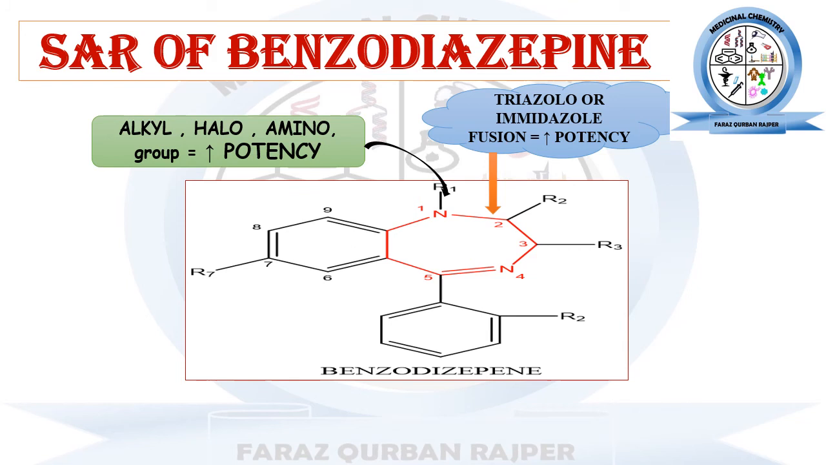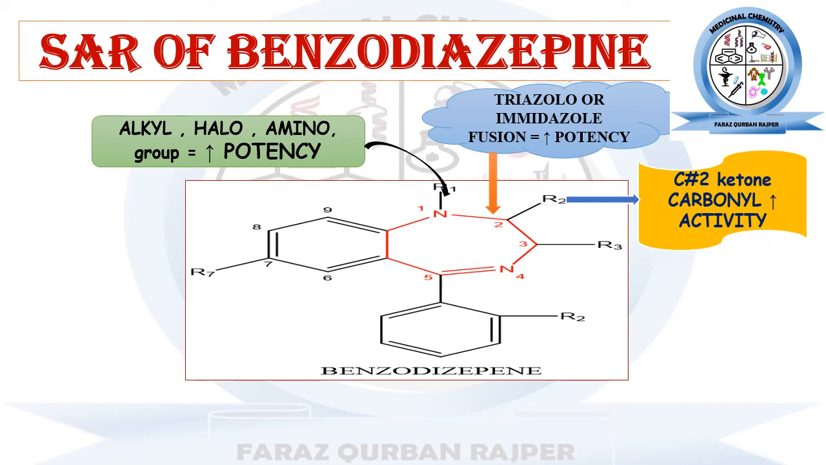If the N1 site of benzodiazepine is replaced with an alkyl, haloalkyl, or amino group, it will result in an increase in the biological activity of benzodiazepine. But some benzodiazepines lack an alkyl or any other functional group at the N1 site. The carbon number 2 position of benzodiazepine must have a carbonyl functional group or ketone group. This is essential for the benzodiazepine.